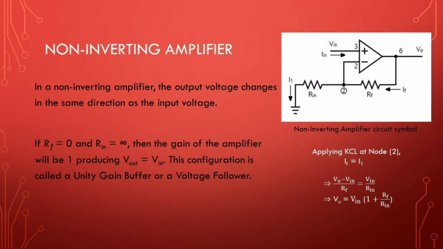If Rf equals 0 and Rin equals infinity, then the gain of the amplifier will be 1, producing Vout equals Vin. This configuration is called a unity gain buffer or a voltage follower. This is the non-inverting amplifier circuit symbol.